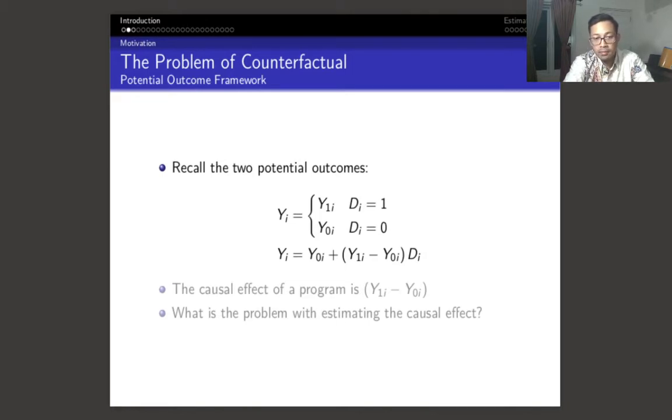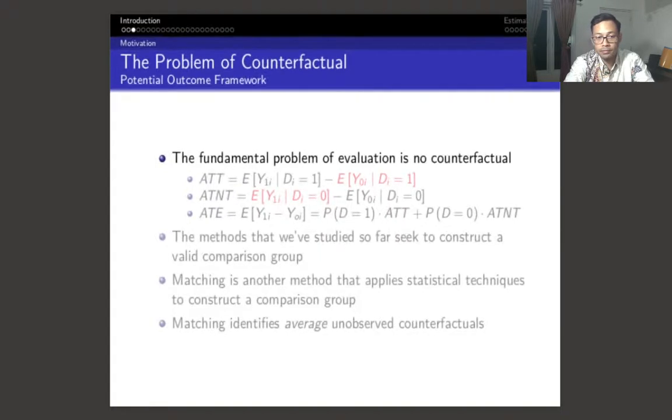And so the causal impact or the causal effect of a program is the difference between the outcome when the individual receives the treatment and its counterfactual. And we've seen this potential outcome framework several times already, and then the problem with estimating the causal effect is that we're never going to be able to identify the counterfactual, the outcome when the individual does not take the treatment. And so the fundamental problem of evaluation is no counterfactual.